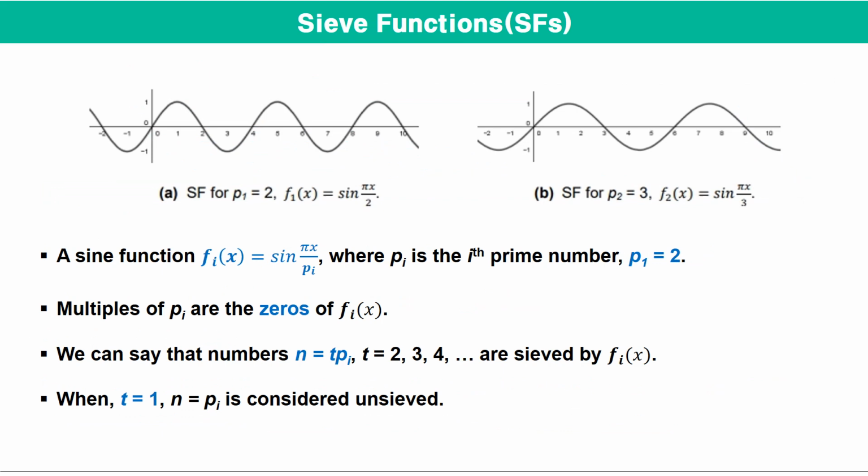Let's define Sieve functions. We show two Sieve functions here. It is a sine function and Pi is primes. Multiples of Pi are zeros of Fi. We can say that numbers are sieved by Fi, but when t equals 1, it is considered unsieved, like 2 or 3.